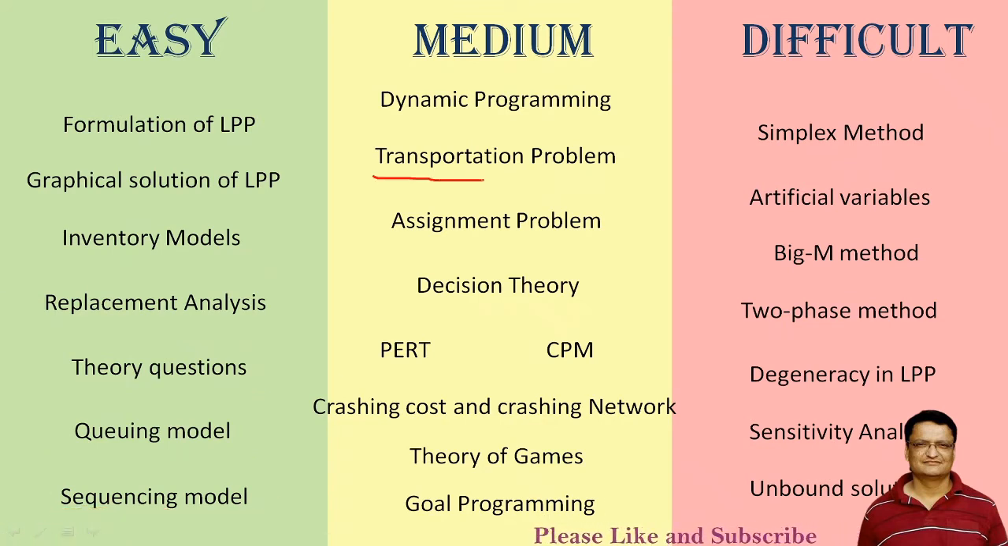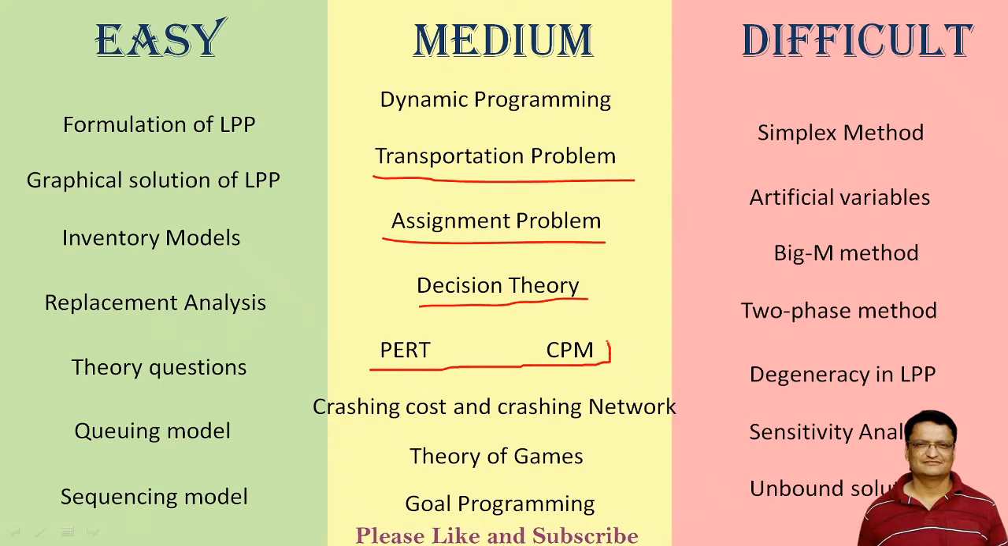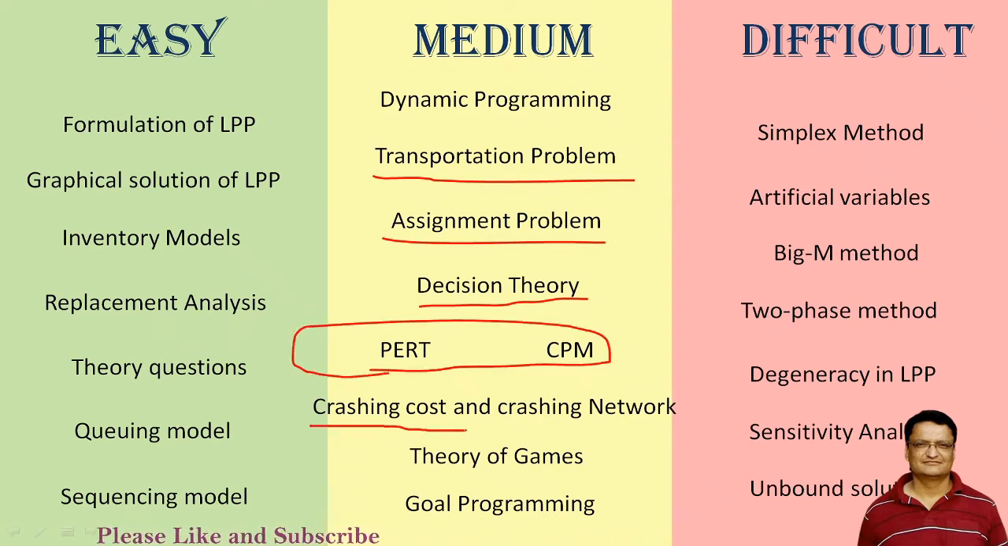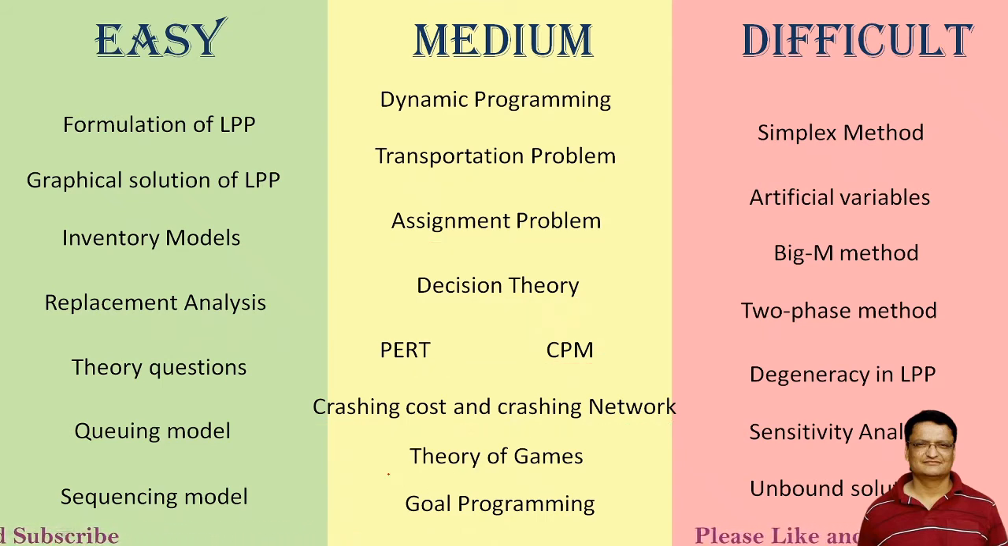Now the transportation problems are quite easy and you can go for them. There is a variety of problems and all of them are quite easy. Assignment problems, yes, you can go for. Decision theory, again, is very easy. PERT and CPM will be more of easy and medium level, right? Then crashing cost and crashing network is also a very easy topic. Theory of games has some four or five techniques and four or five formulas, and then goal programming.